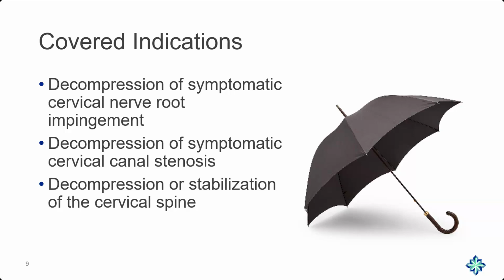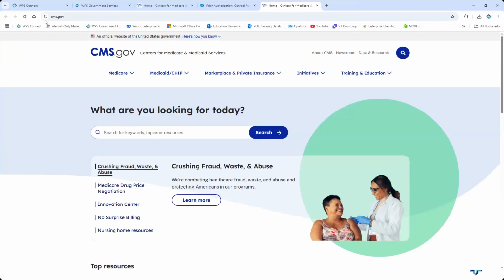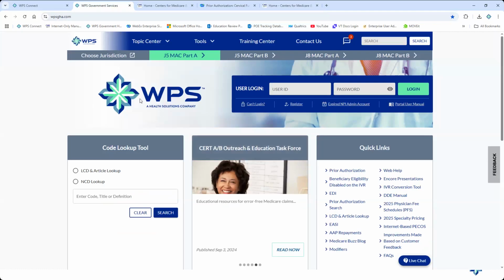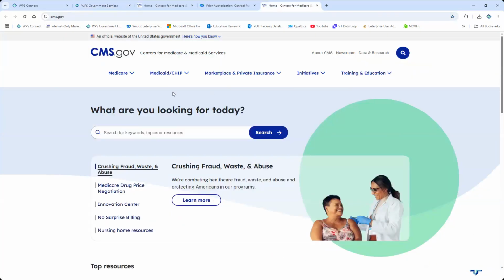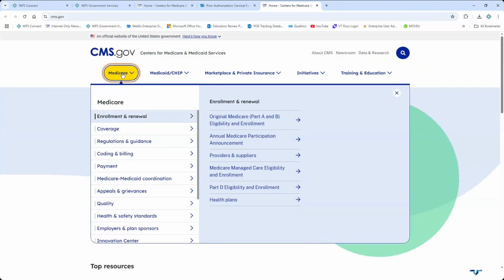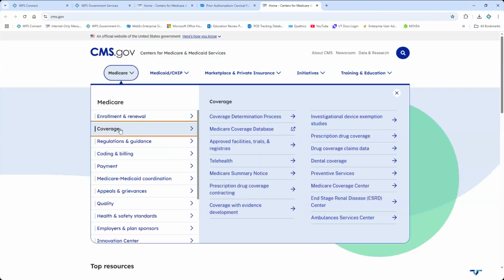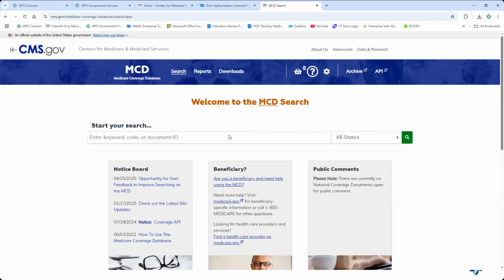So let me go into the local coverage determination. I went straight to cms.gov, and you'll notice I didn't go to WPS, because all of our LCDs are housed on CMS. You can get there either way, but I go straight to the source first because I think it's easiest. If you go under Medicare, then coverage, and then the Medicare Coverage Database, here's where you're going to be able to search for the local coverage determination.